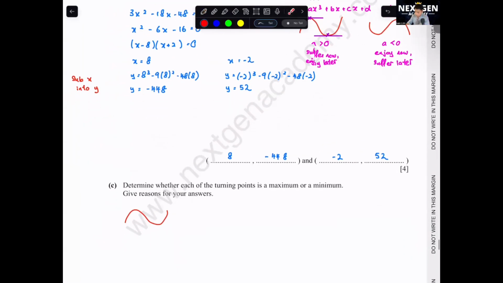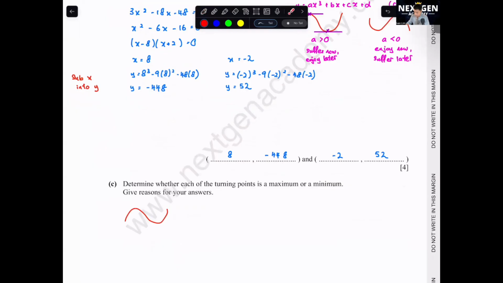Okay, how do we know which one is the maximum, minimum? Just based on the graph. You arrange both of these. You look at the x value, -2 and 8. So -2 should be this one here: -2, 52. And then here will be 8, minus 448. Because one is left, one is right. So this point, when you go and calculate it, it should be a maximum. This one should be a minimum. This is how we double check the answer, but you don't need to write it down.